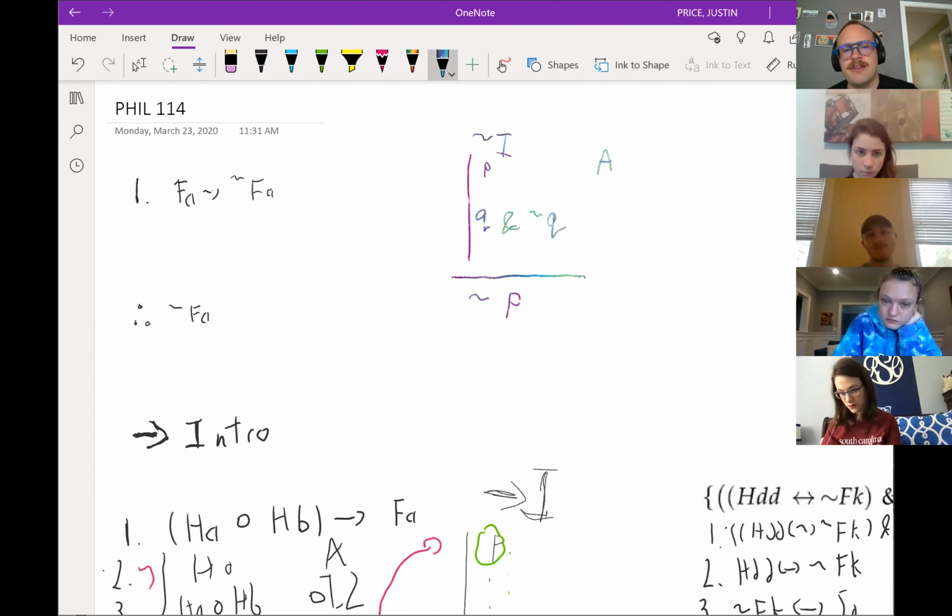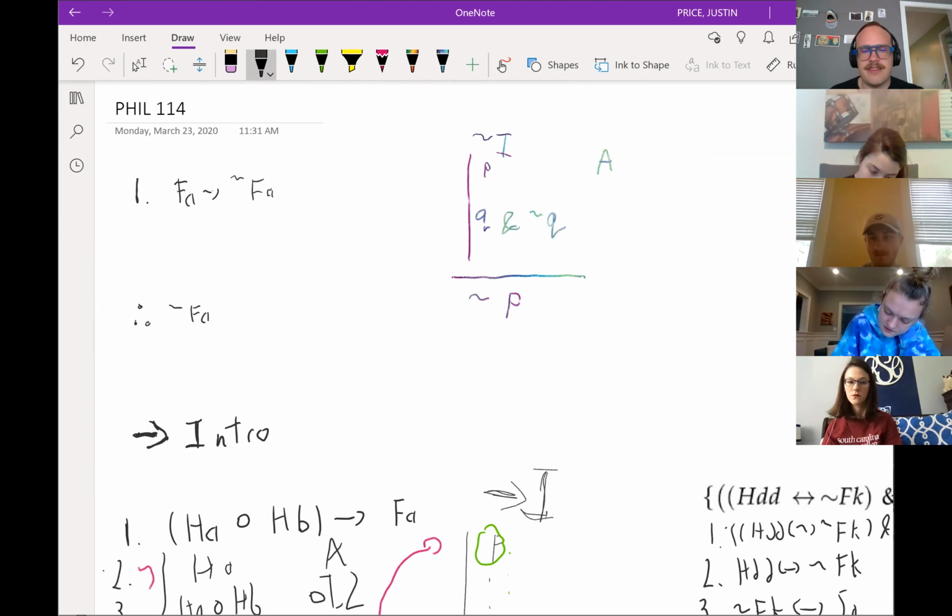So the schema for negation introduction lets you assume a well-formed formula, and then if you can derive any contradiction within the scope of that assumption, you can derive the negated version of that thing that you assumed. What this means in practice is that you can assume anything, and as long as you can get a contradiction, you can introduce that thing into your derivation as a negated version.